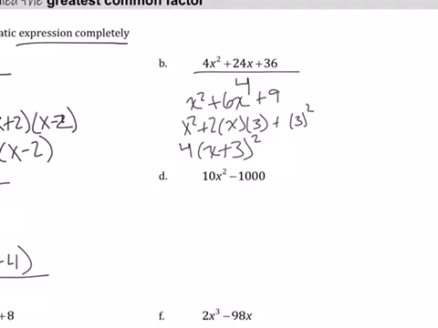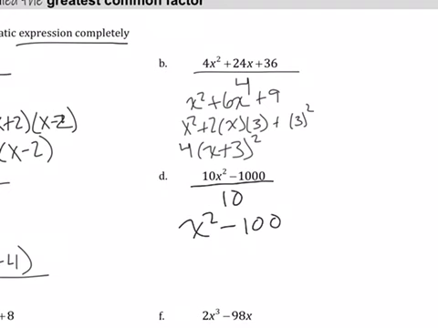Okay, let's go on to D. This one might look a little easier because it's nice and even numbers. So we have 10x squared minus 1,000. I'm going to divide that all by 10 because I know 10 is going to come out of there because it ends in a 0. Okay, so 10 divided by 10 is 1. I'll end up with x squared minus 100.